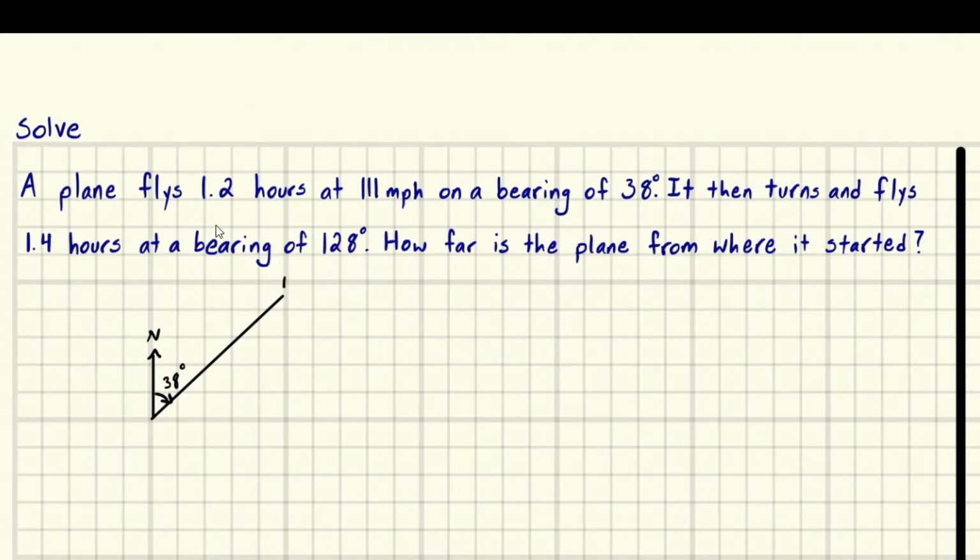It says we then turn and we fly at a bearing of 128 degrees. So we've got here a new north. Well, it's the same north, still pointing straight up. And then we're going 128 degrees, which is something like that. So we're going to then draw another one. I'm going to make it longer to avoid confusion.